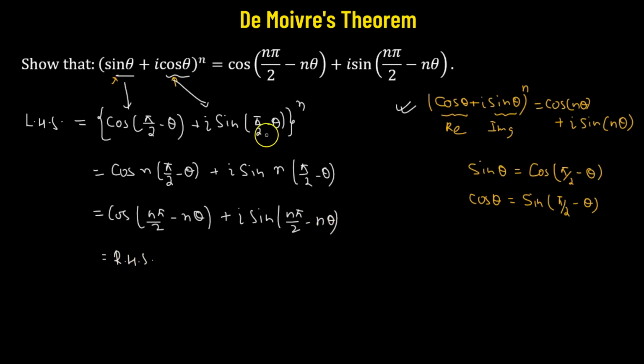So we have successfully shown that (sine theta plus i times cosine theta) whole raised to the power of n is given by cosine of (n pi over 2 minus n theta) plus iota times sine of (n pi over 2 minus n theta).